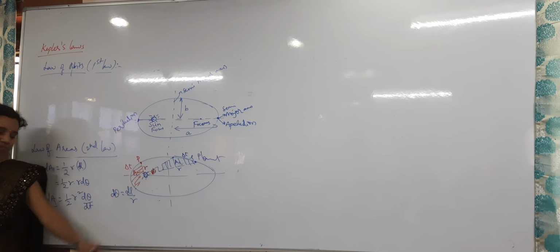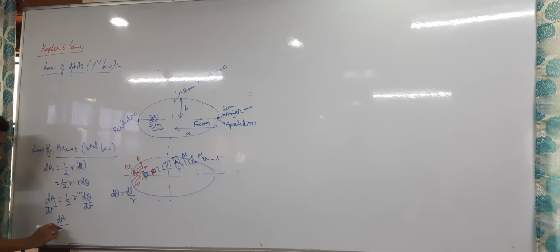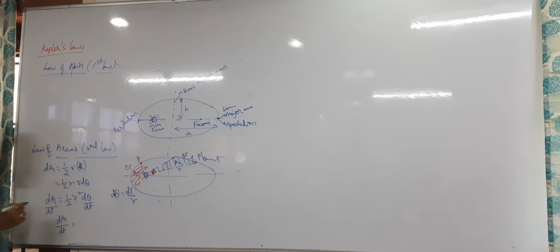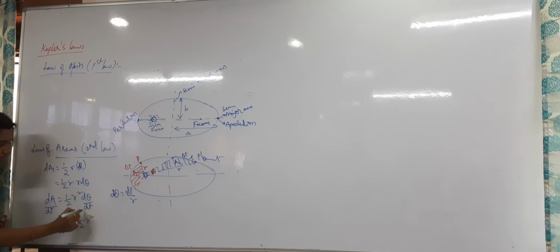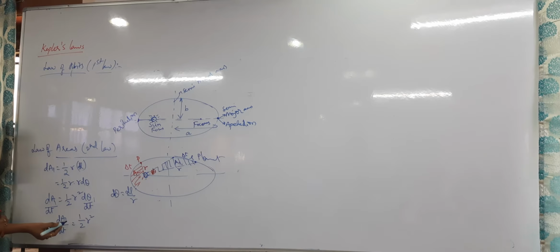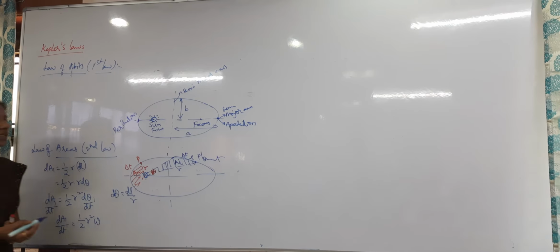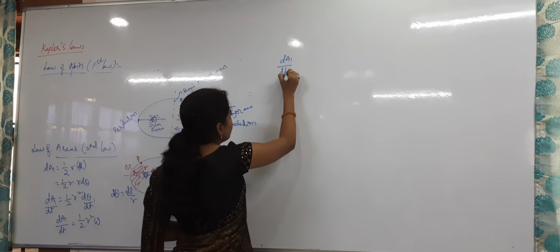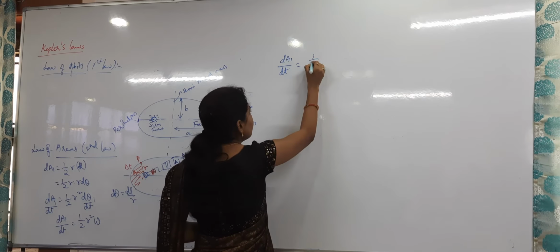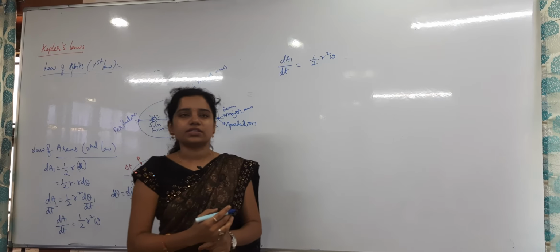Now dA1 by dt, for the first planet, the change of area with respect to the time interval is half r square into d theta by dt, which is omega, the angular velocity. So dA1 by dt is equal to half r square omega. Now I want to get it in terms of angular velocity.